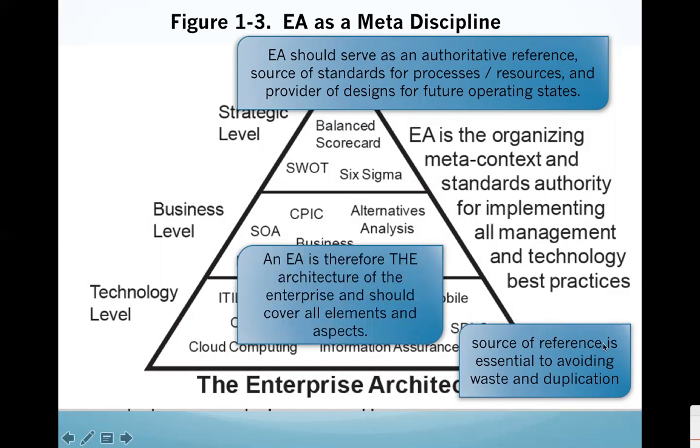EA is the source of reference. It's essential to avoid waste and duplication. So you don't want to have 20 ERP systems. You may plan to have multiple ERP systems, but it should be planned and not haphazard.